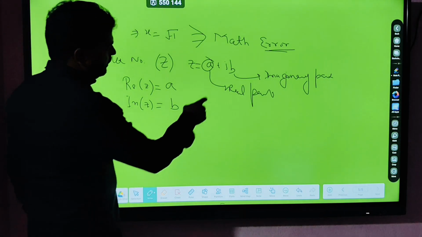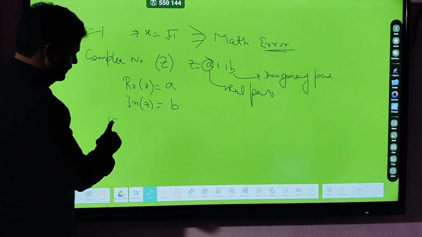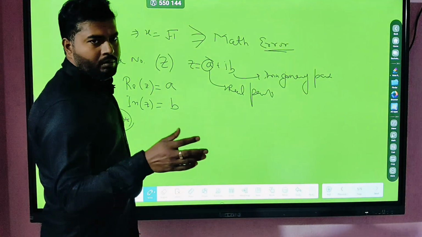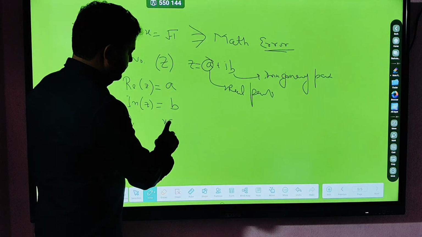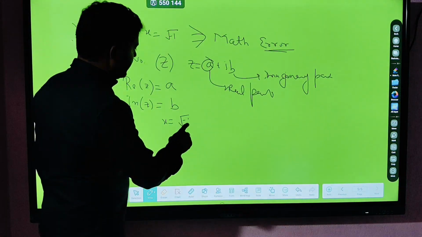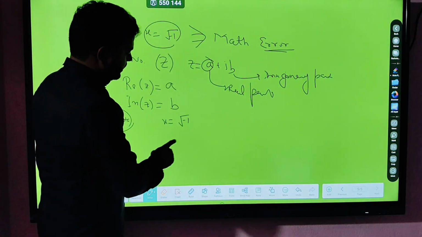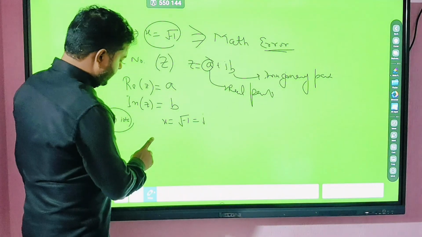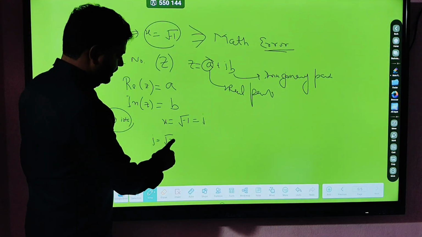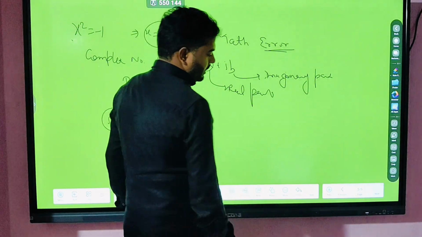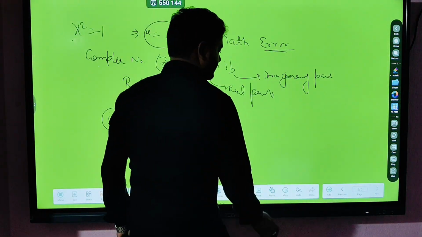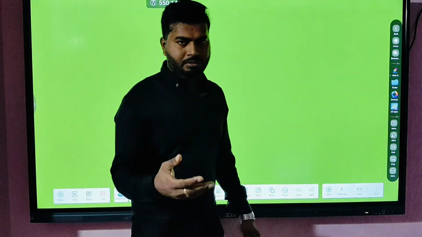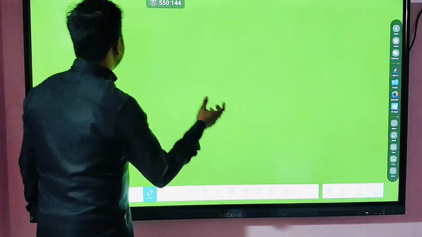Okay, so see, this iota is something new for us. So this is used, when we write x equals to root minus 1, for example here, right? So this has got a new name called iota, right? So what is iota? Iota is nothing but root of minus 1. Okay, so from here now we'll try to learn some basic properties of iota.